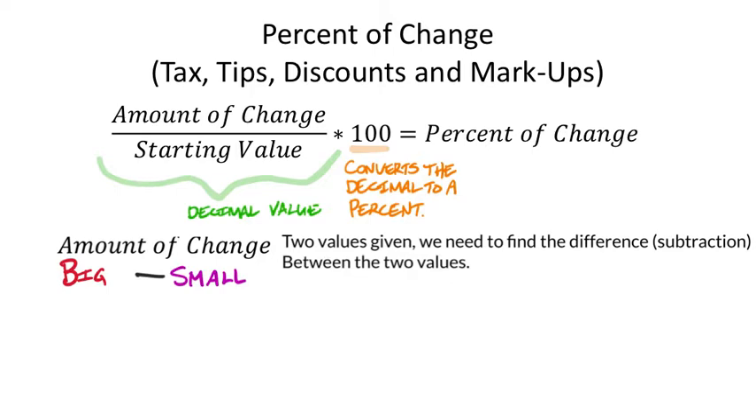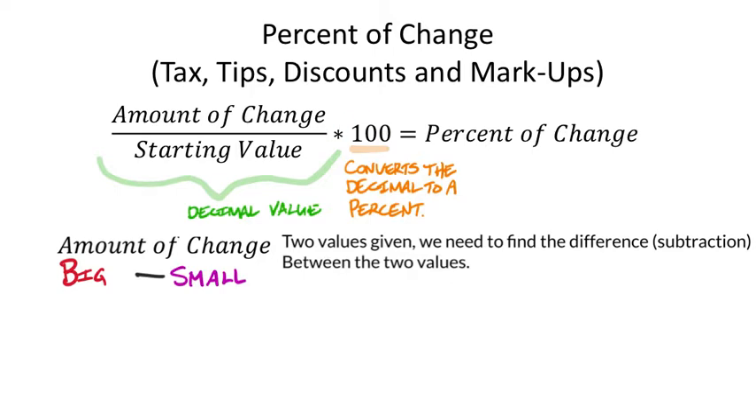Now, there are other ways to do this, but generally speaking, this tends to make the most sense for students, at least it has in the past. If you have your own methods, then feel free to use those. Okay, but as long as you can find the amount of change and you know the starting value, you just divide those, change it to a percent by multiplying by 100, you're good.